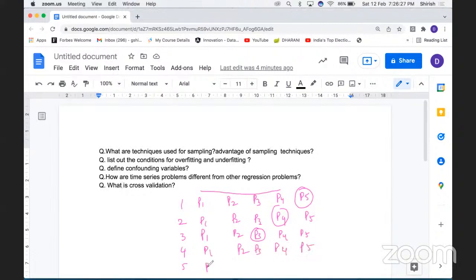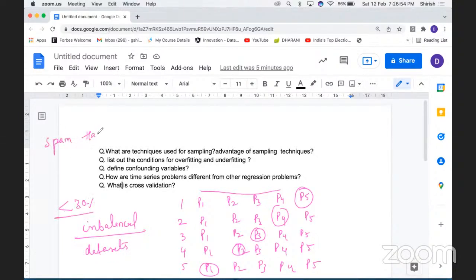The most preferable reason to go for k-fold cross-validation is that the results are very good when you have imbalanced data sets. Imbalanced data sets are the data sets where one particular class is less than 30%. Now, if you have spam messages and ham messages, 30% here and 70% here, you can call it balanced. But sometimes if it is 29 and 71, you call it imbalanced.